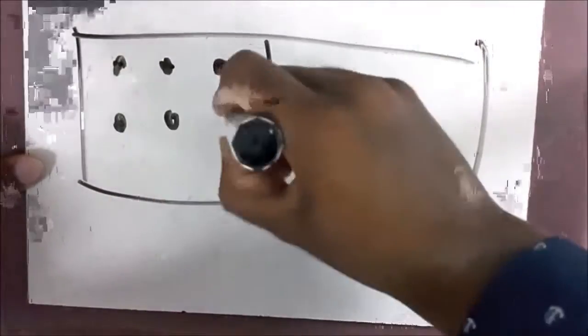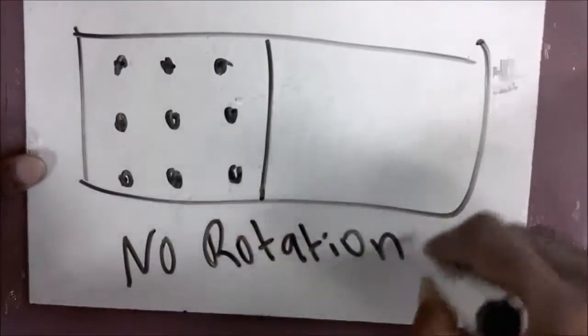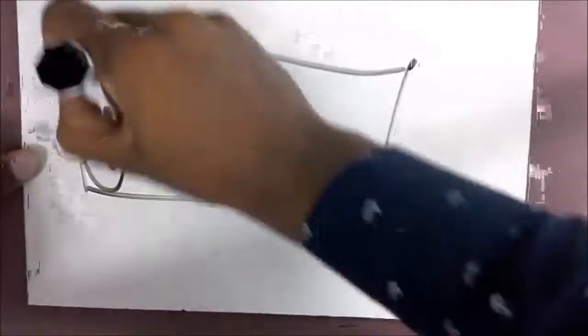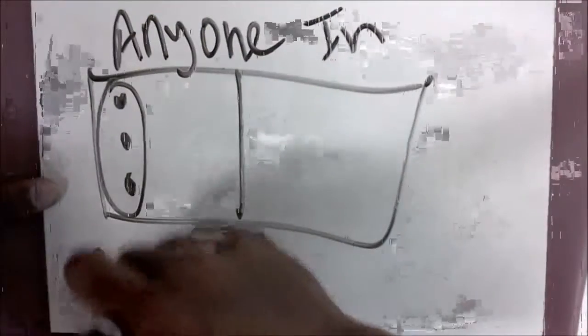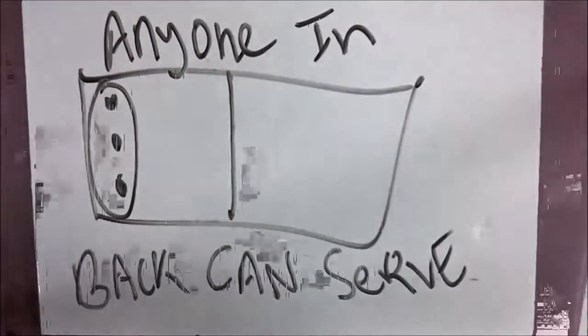Nine-person volleyball. Players in nine-man volleyball do not rotate as in traditional volleyball. Any of the three players in the back row can serve at any time. The players may serve from any position behind the line.